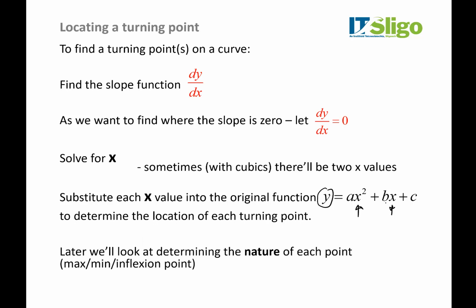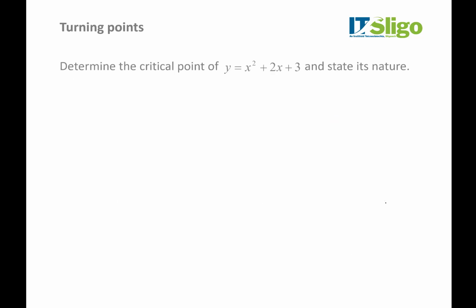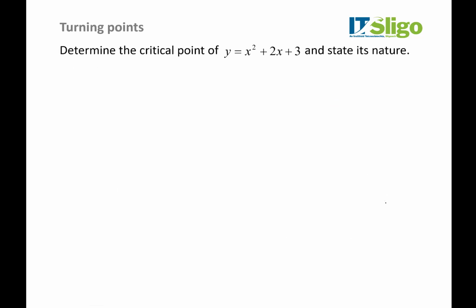So later on, we'll take a look at how we determine the nature of each point. But at the moment, we're just going to do it kind of intuitively. But we need something a bit more mathematically solid than just intuition to do these properly. So we take a look. We've seen this example. Determine the critical point of y equals x squared plus 2x plus 3 and state its nature.